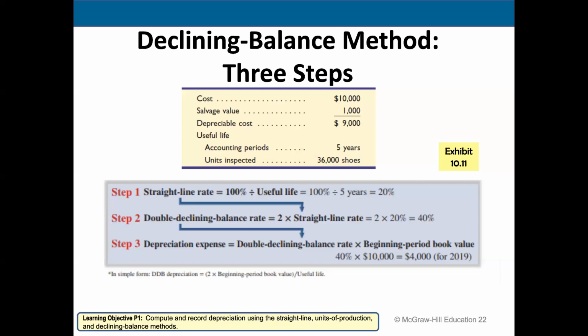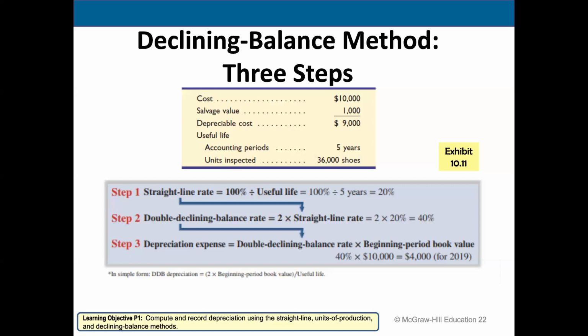So step one is we calculate our straight line rate. We do that by taking 100% and then dividing it by the asset's useful life. So 100% divided by 5 is 20%. There's our straight line depreciation rate. And we saw that when we did the straight line method.